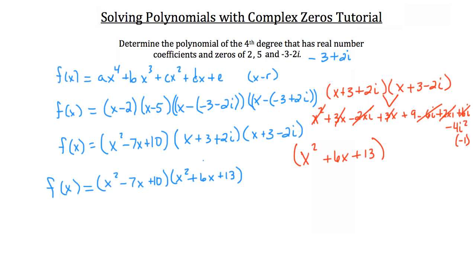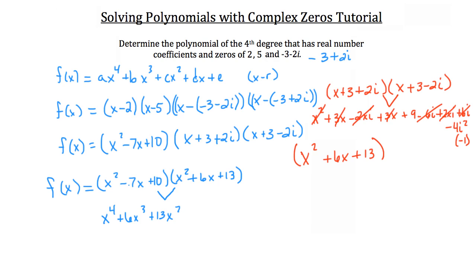So we're building this fourth degree polynomial, and we've got one last step to do, and that's to combine these two terms together. So when we do that, we'll start again with the left and multiply that first term times all three terms in the right parenthesis set. x squared times x squared is x to the fourth. x squared times 6x is positive 6x cubed. x squared times 13 is a positive 13x squared.